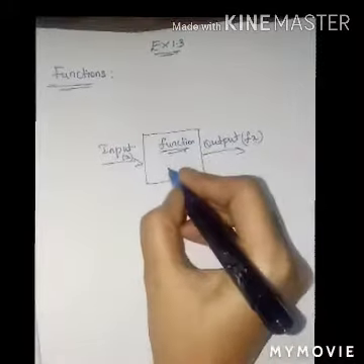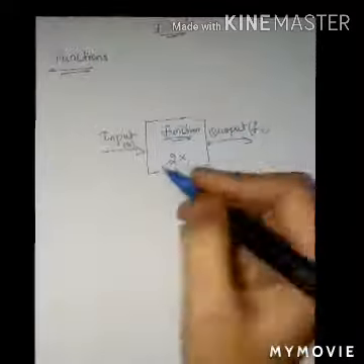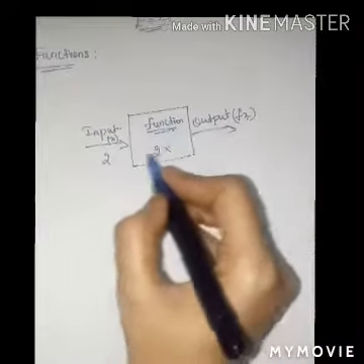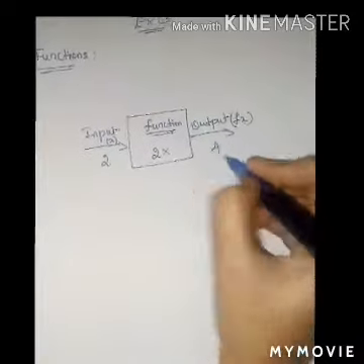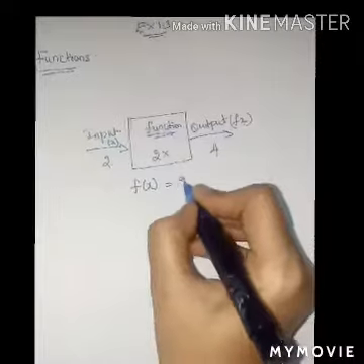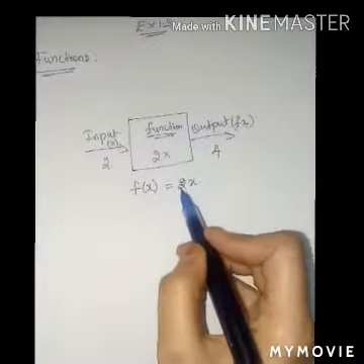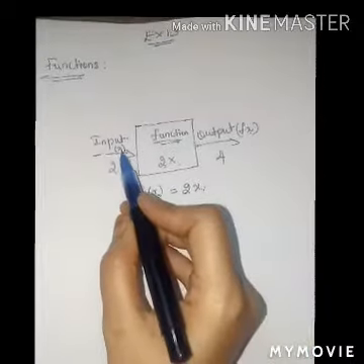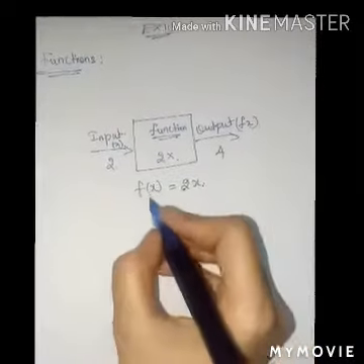For example, let me give two multiples. Take x as 2, then the function is 2 multiples. So 2 into 2 gives output as 4. How to write the function? f of x is equal to 2x. The function is 2 multiples, so 2 into what is your input? Input is x, so 2 into x.